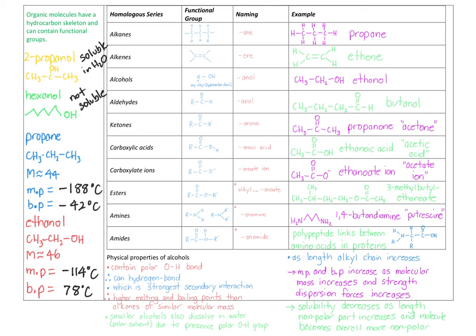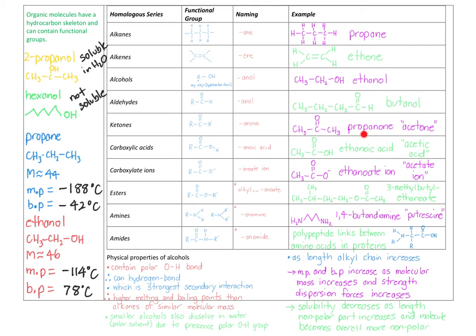Next is ketones. Ketones are a little bit like aldehydes. They have a carbon double bonded to an oxygen, but rather than being on the end of the chain with a hydrogen, they have another alkyl chain here, so another hydrocarbon chain here. When we name those, the ending of the name becomes anone. So here we've got 1, 2, 3 carbons. It's got this ketone group, so that would be propanone.